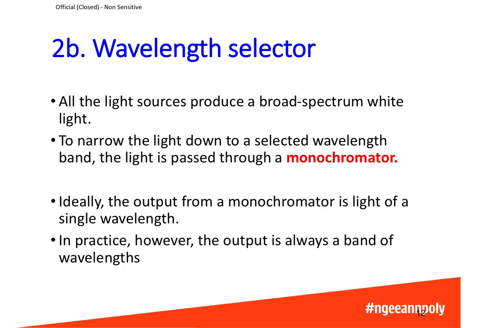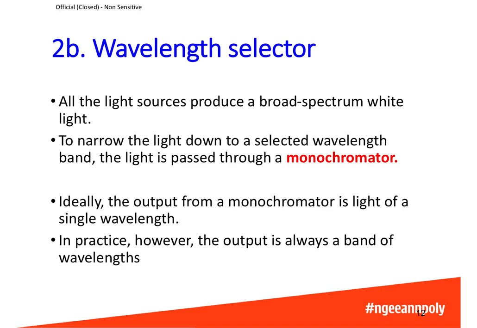However, in UV and visible spectrophotometry, we often want to select a particular wavelength. So to narrow the light down to a selected wavelength band, the light is passed through a monochromator. Ideally, since we are looking at a very particular wavelength, we would want the output from the monochromator to be a light of a single wavelength. But in practice, the output is always a band of wavelengths.